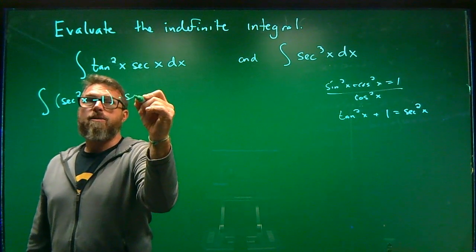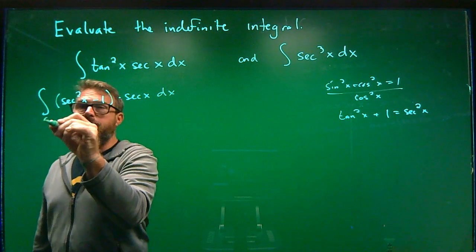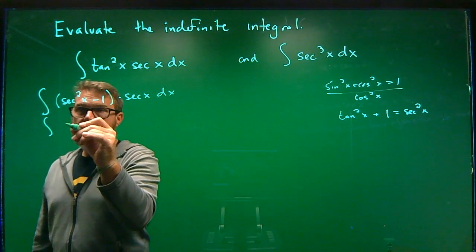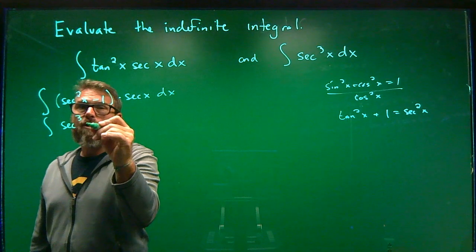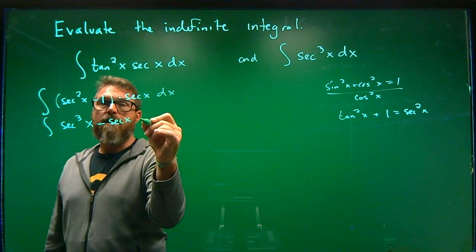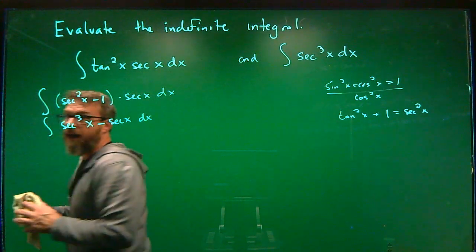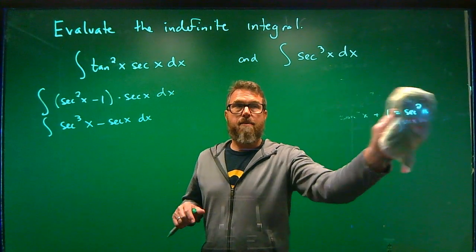Then we're still going to multiply by the secant of x dx. Now when I distribute, this is going to be equal to the secant cubed of x minus the secant of x dx. Now what I do know how to do is integrate the secant of x, and it ends up being that logarithm.